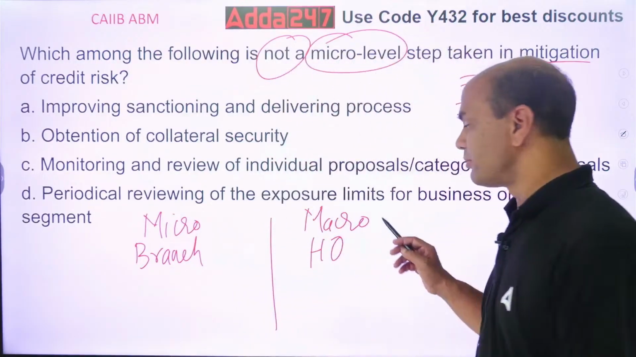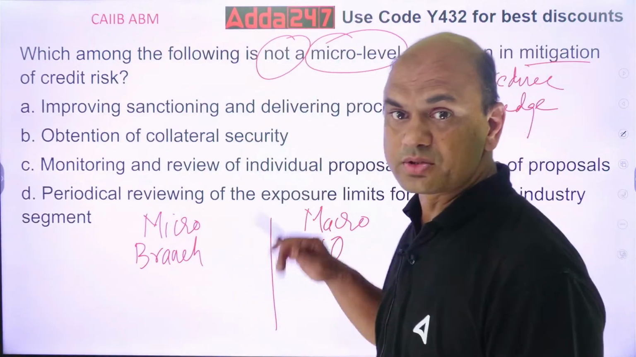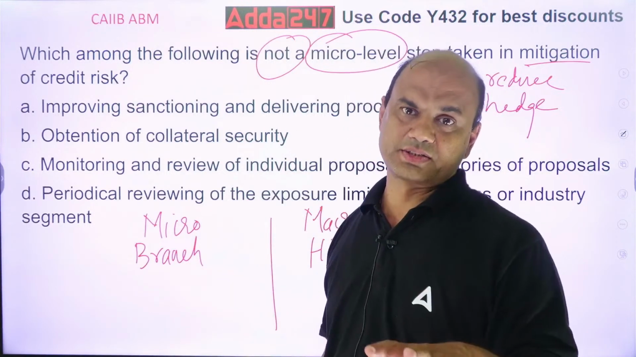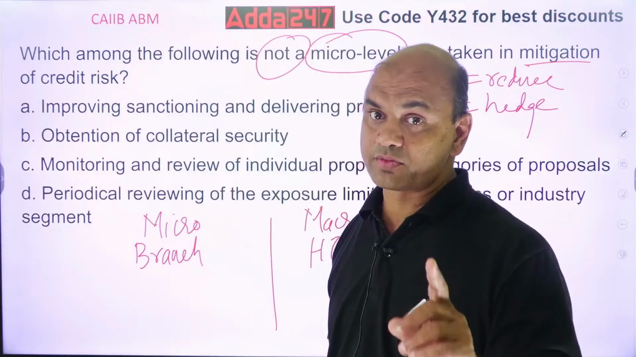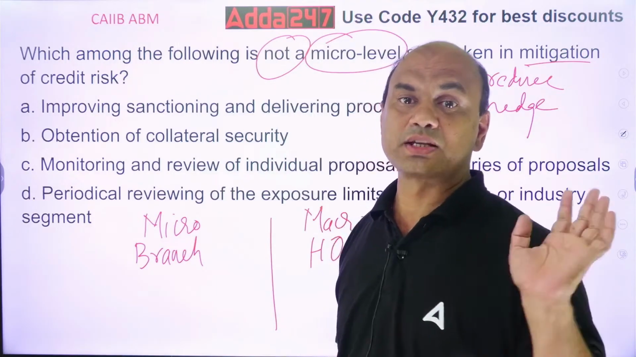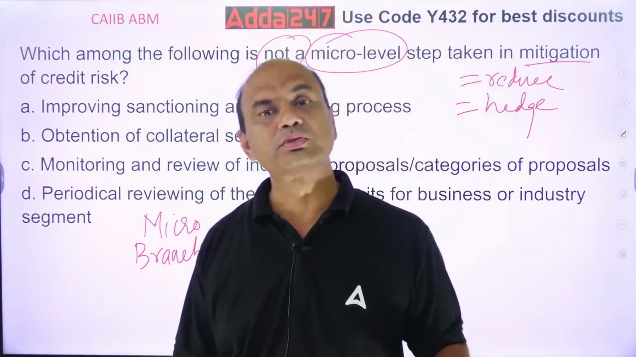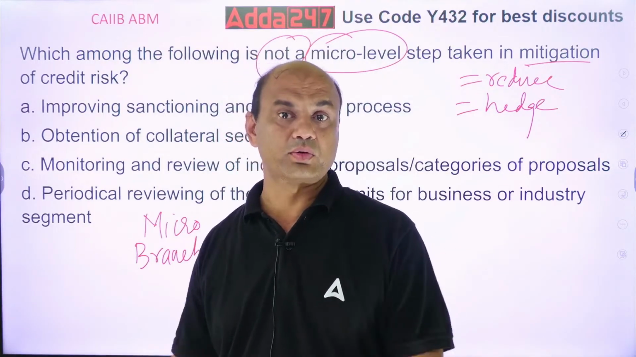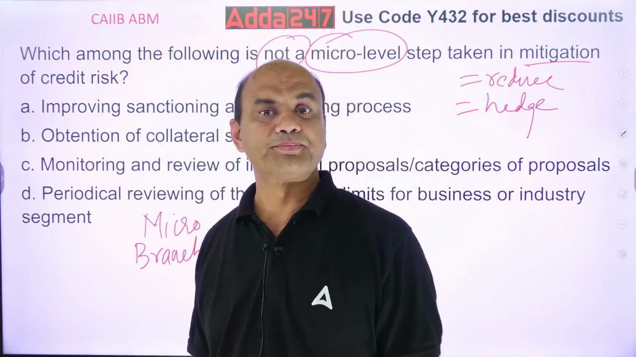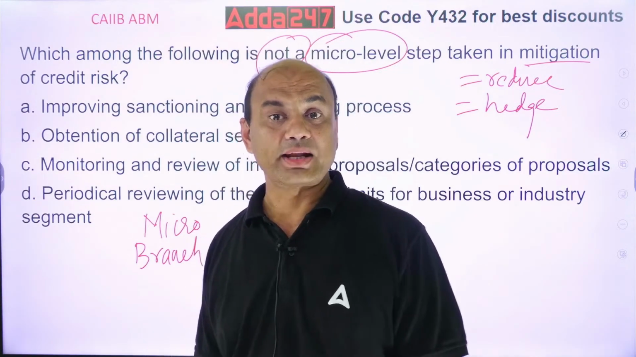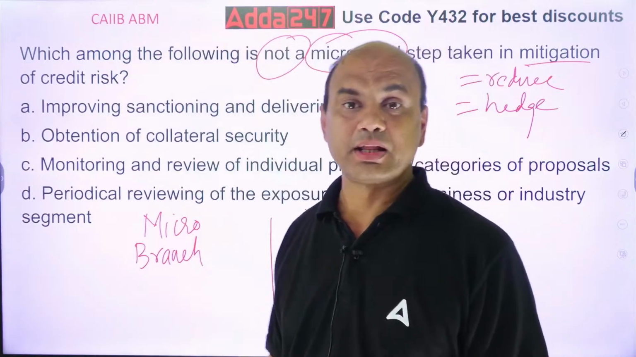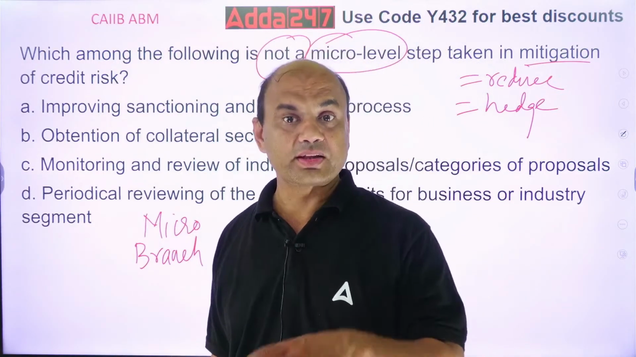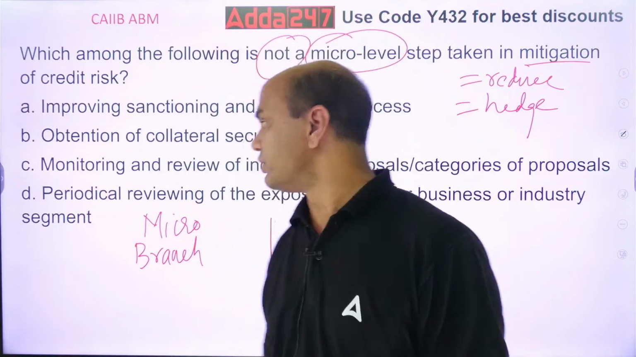And regarding macro level, it's at HO level. At HO level, we do 2 things. One is diversification, very important. You should not give the loans to a single sector. Number 2, derivatives. Derivatives are an important part, covering the risk.